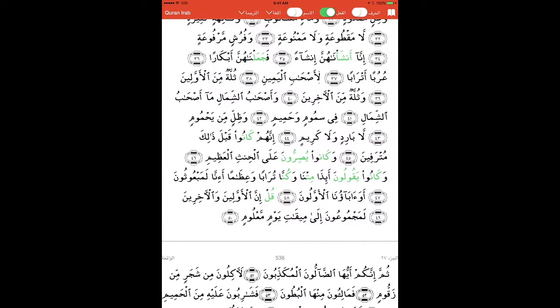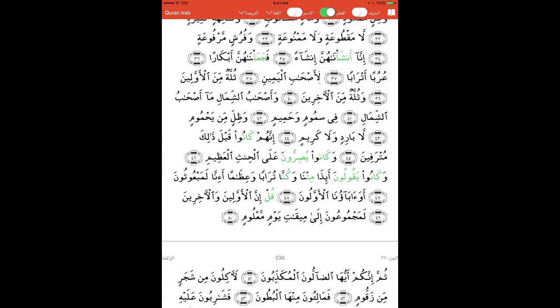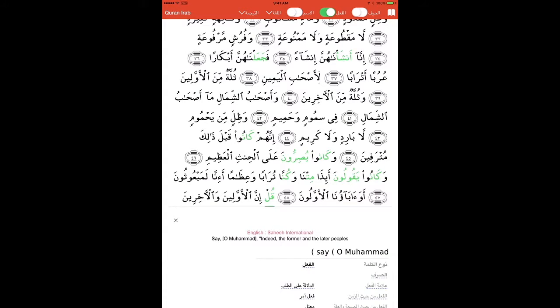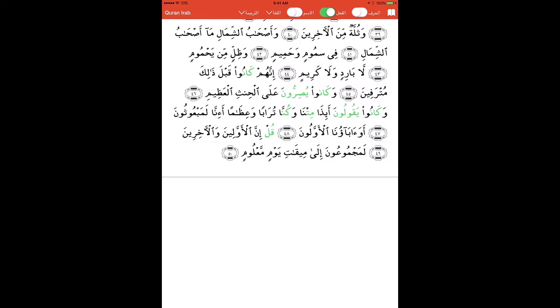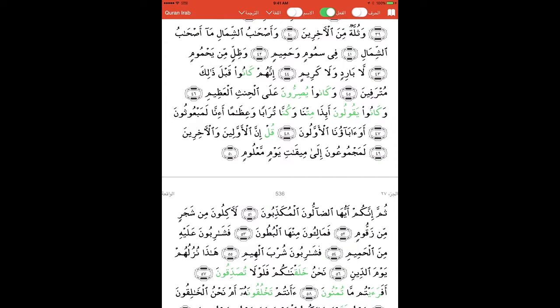And you can also see another example here. Qul, on the second last line. Qul, again, nothing before and nothing after. So how do you know that it is a fi'il? If you tap on it, you look at the alamatul fi'il, الدلالة على الطلب, that this is a mark especially belonging to fi'il amr, because it indicates a request or an order. When you ask someone to do something, it is a fi'il, and the sign of it is that the meaning itself is a sign of request. So fi'il amr is a fi'il and it is a verb. So there you go. Those are some examples of fi'il in the Quran.